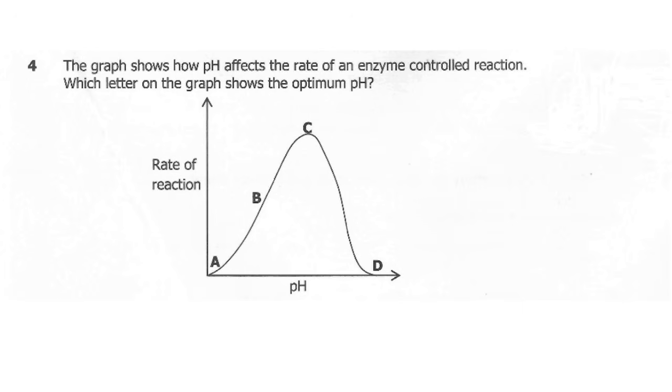Question 4. The graph shows how pH affects the rate of an enzyme-controlled reaction. Which letter on the graph shows the optimum pH? Is it A, B, C, or D?